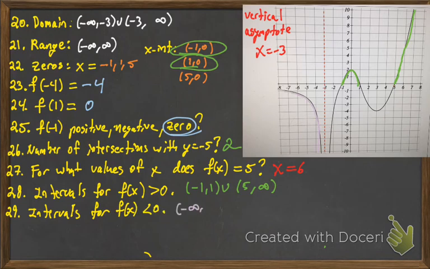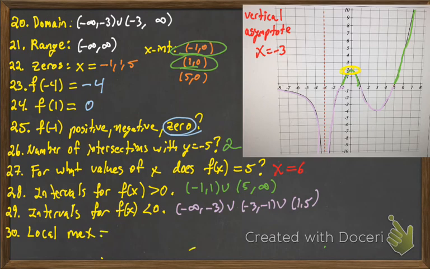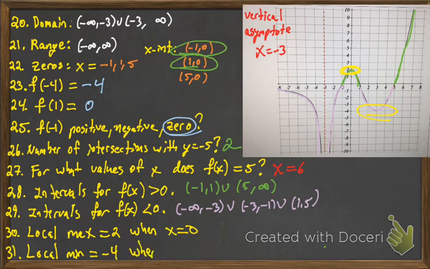Okay, so that'd be -infinity all the way to -3. We cannot include -3. -3 is not in the domain, so -3 is off limits for everything. Okay, and then -3 to -1, and then from 1 to 5, it is below the x-axis. Okay. All right. If we want to find a local max, we do have one. The maximum value there is 2, and that's when x is equal to 0. So that's top of a hill there, and then the bottom of a valley there. That's the minimum there. It's about -4, and that's when x is equal to 3. Okay.